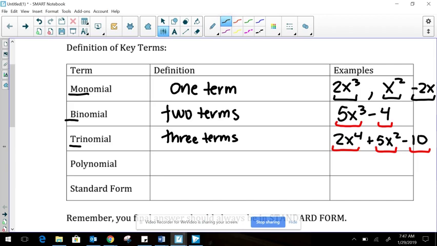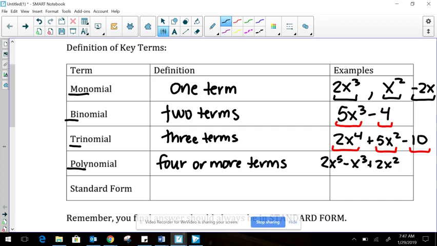Okay, and then polynomial. This one's a little more general. So this is 4 or more terms. Okay, so we have a little more flexibility with this. Say we have 2x to the 5th minus x cubed plus 2x squared plus 1. And I could even have another term and have 5 or more.